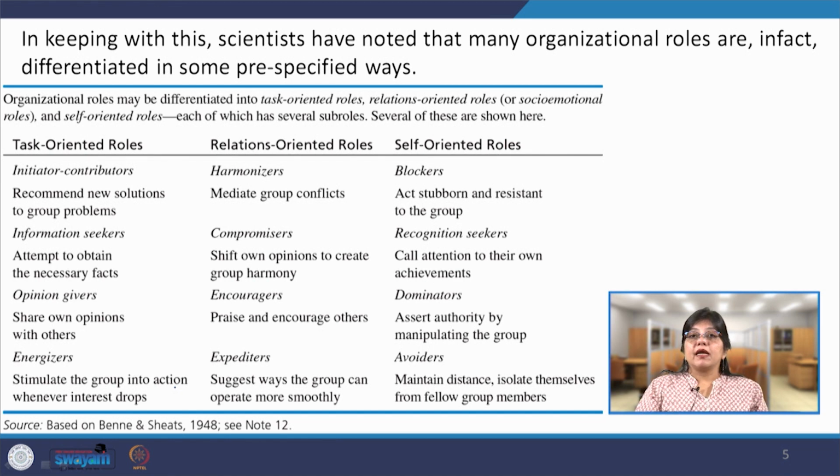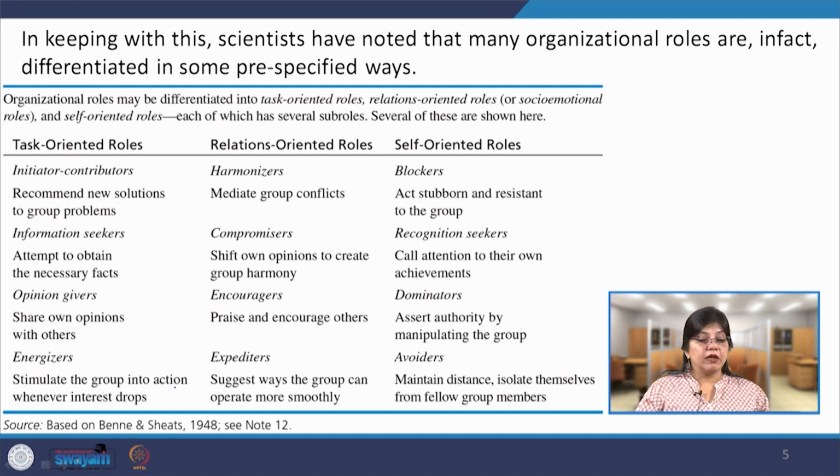In keeping with this, scientists have noted that many organizational roles are in fact differentiated in some pre-specified ways. Pre-specified ways means we understand very well that another member of the group has his own way to perform the role in a very different manner, which is something very much acceptable even in a formal way. Social psychologists have identified three role differentiations. They are task oriented roles, relationship or socio-emotional roles, and self-oriented roles.